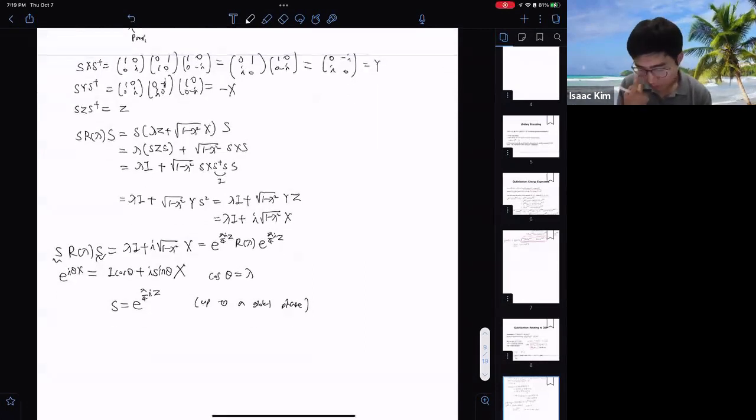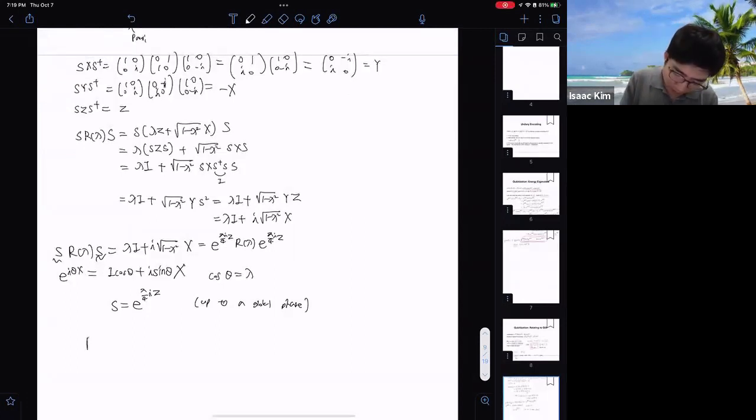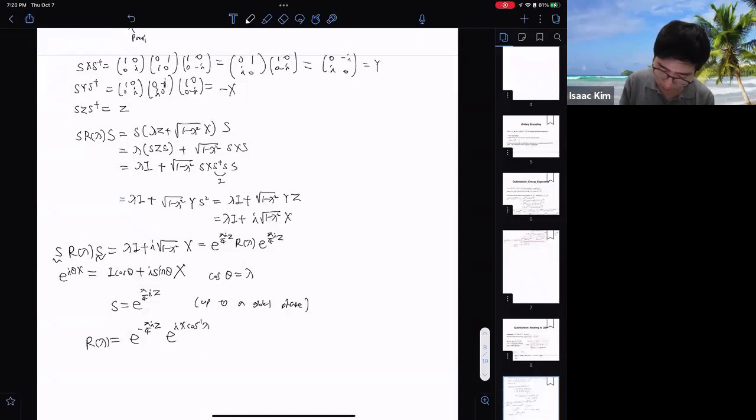Okay, so therefore, R of lambda we realize is e to the minus this thing times e to the i X inverse cosine lambda, e to the minus this thing. And that is an important result.